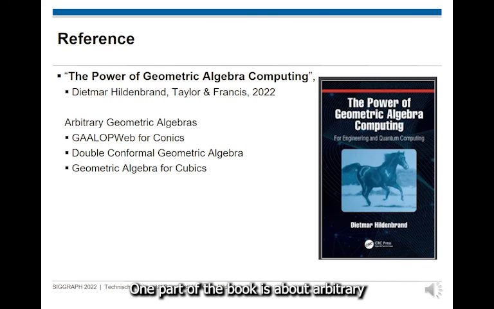One part of the book is about arbitrary geometric algebras with 3 examples. One is about Gallup Web for conics, meaning for ellipses, parabolas, and hyperbolas. Then about the double conformal geometric algebra, which is able to handle quadrics, but also toroids and cyclides, and about the geometric algebra for cubics, dealing with cubic curves and surfaces.